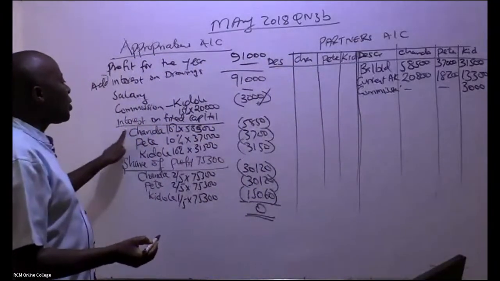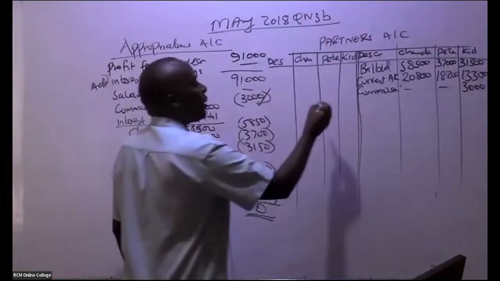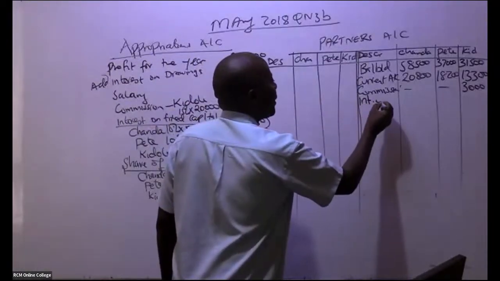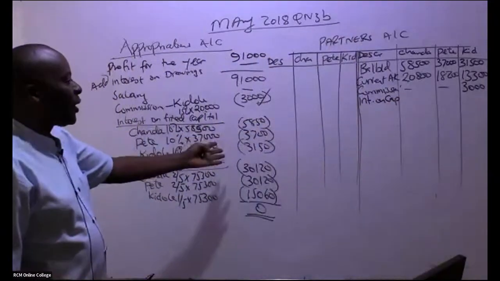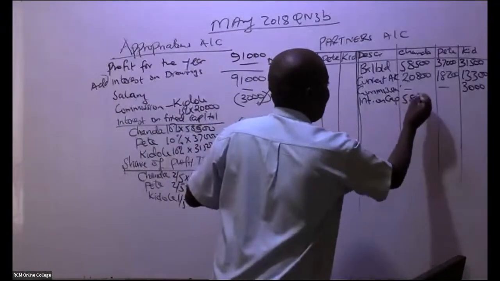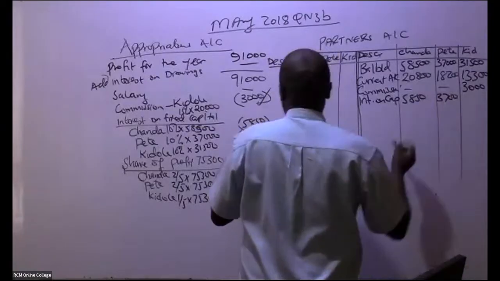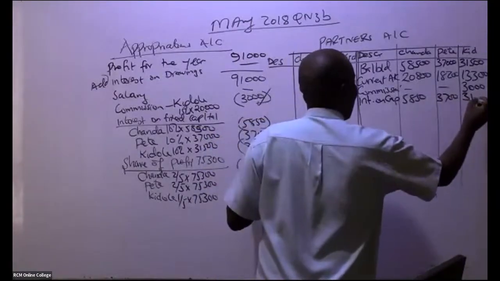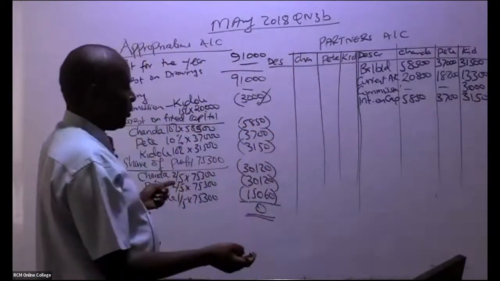They also got interest on fixed capital. So we have here interest on capital, and each one of them got. So we have here 5850, 5850, 5850. We have 3700, 3700. We have here 3150. Don't put brackets. Of course, these were for purpose of subtraction.